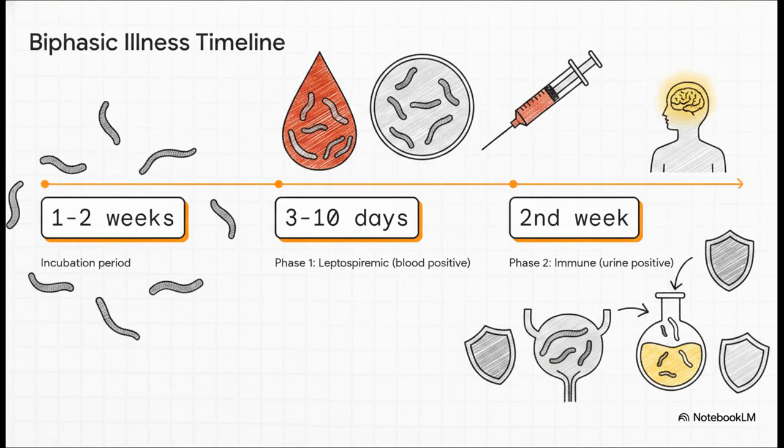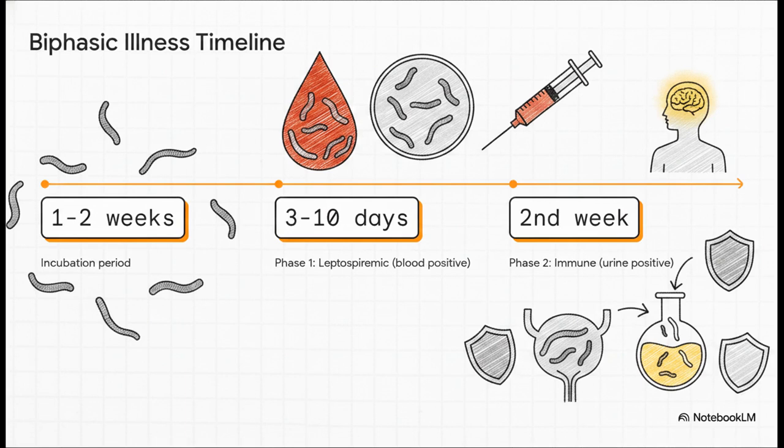So how does this actually build our clinical picture over time? Well, leptospirosis is a classic biphasic illness, and test makers absolutely love this. After a 1 to 2 week incubation period, we hit phase 1. That's the leptospiremic phase. It lasts about 3 to 10 days, and this is absolutely crucial. This is when the pathogen is actively multiplying in the blood. You can actually culture it right from the blood here.